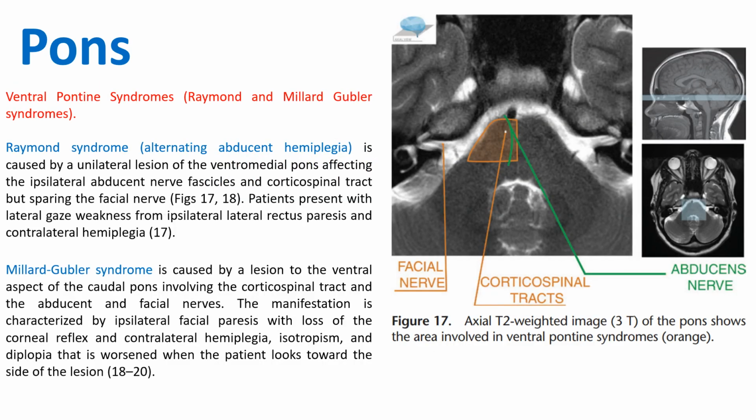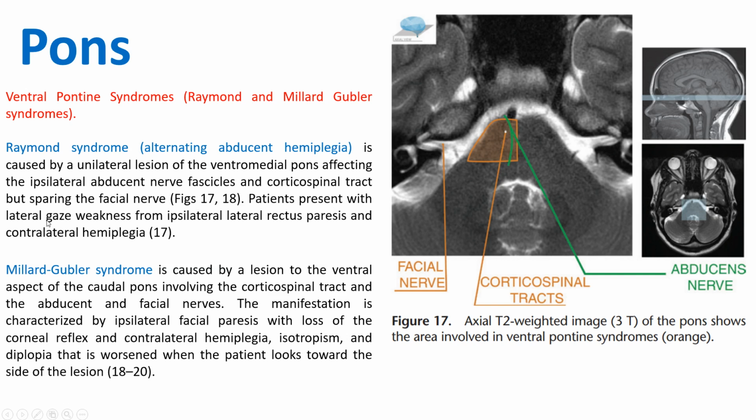The ventral pontine syndromes, which are the Raymond and Millard-Gubler syndromes. This is called the alternating abducent hemiplegia. Raymond syndrome, alternating abducent hemiplegia, is caused by a unilateral lesion of the ventromedial aspect of the pons. This results in affection of the ipsilateral abducent nerve on the same side and the corticospinal tract, but sparing the facial nerve, without affection of the facial nerve.